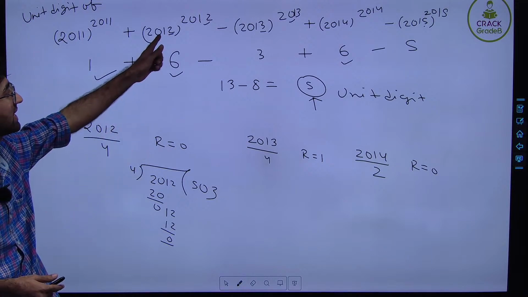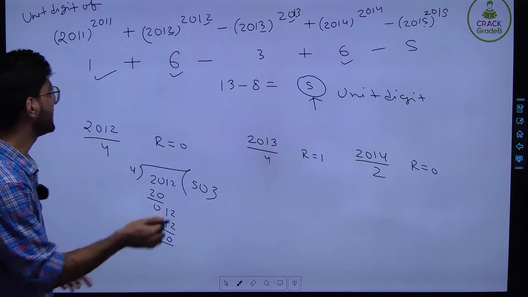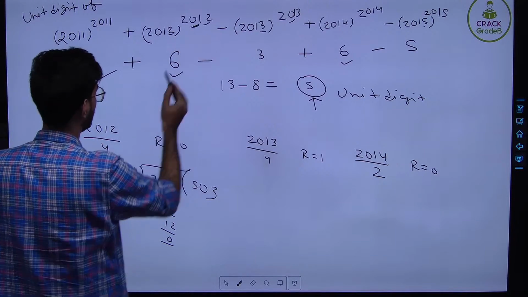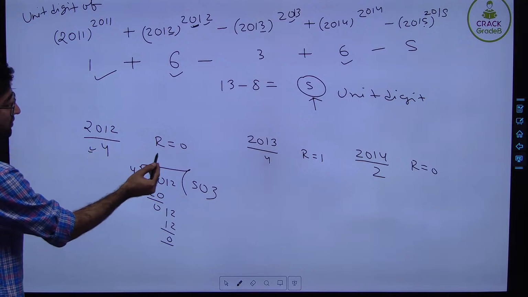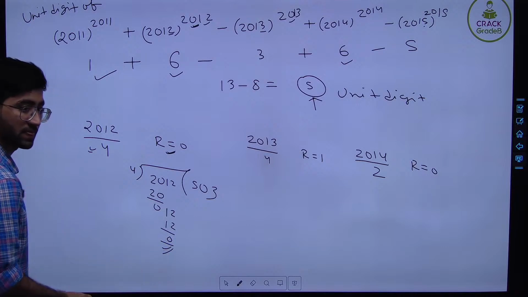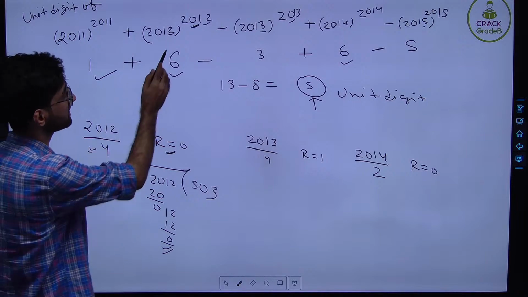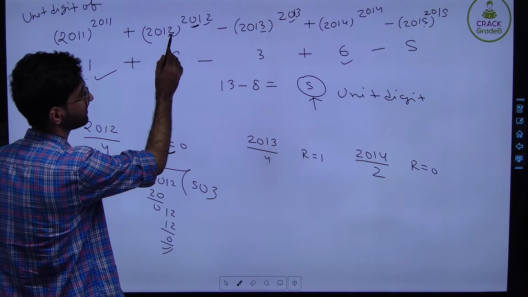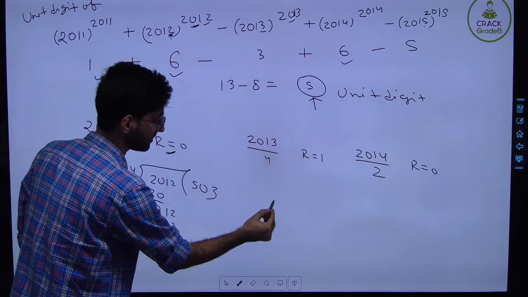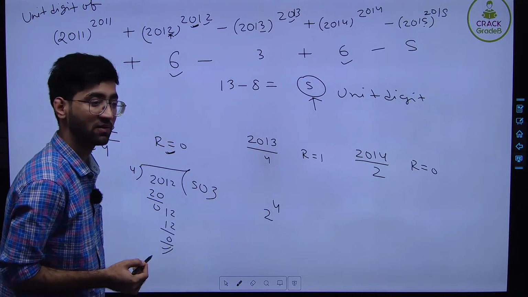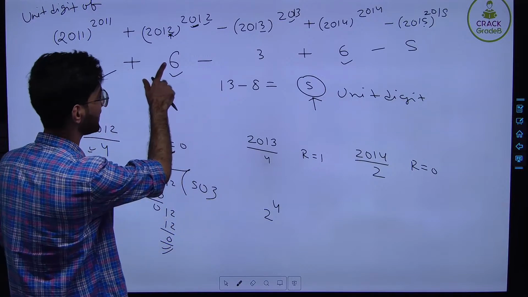See, the cyclicity of 2 is 4, right? If the cyclicity of 2 is 4, then we will have to divide this 2012 by 4. If you divide 2012 by 4, you will get remainder 0, right? In any case, if you get the remainder 0, then you will have to think about this number again. What is the cyclicity of 2? 4. It means the unit digit in this case will be unit digit of 2 to the power 4. What is 2 to the power 4? 16. So unit digit will be 6, right?